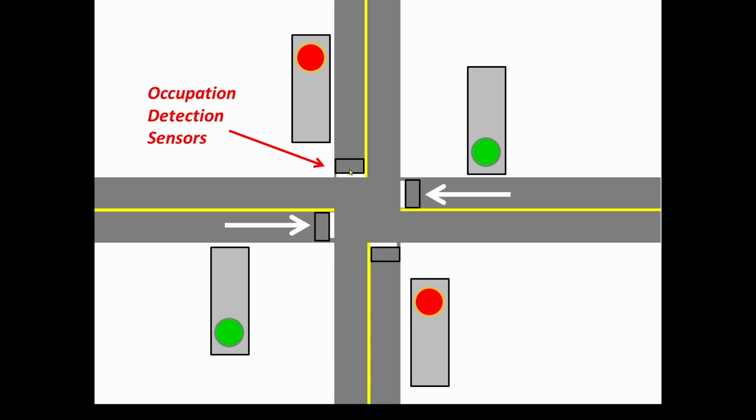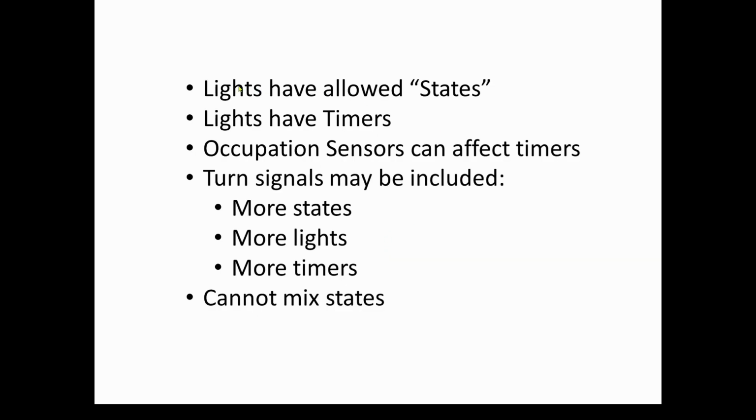So these occupation detection sensors are another consideration in our controller where our states can be changed by these sensors. So there's going to be some logic that might change the different states or change the timers so that instead of waiting a minute for one, it'll do it quicker. So the lights have allowed states. The lights also have timers that control them. The occupation sensors can affect the timers.